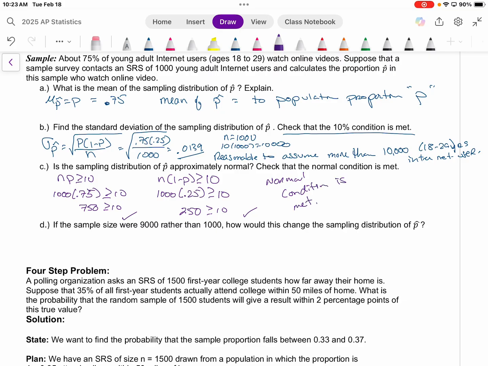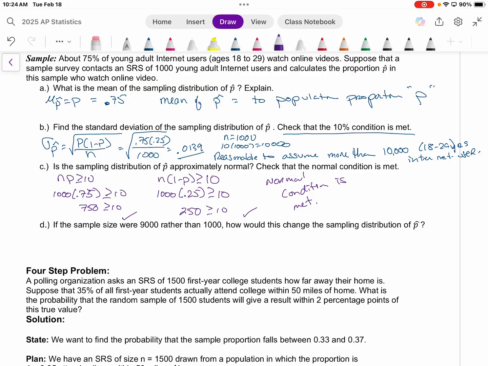So this means that if they ask me a question of saying what's the probability that somewhere between this much and this much internet usage is happening, or greater than this amount or less than that amount, we can go ahead and use that normal CDF feature.